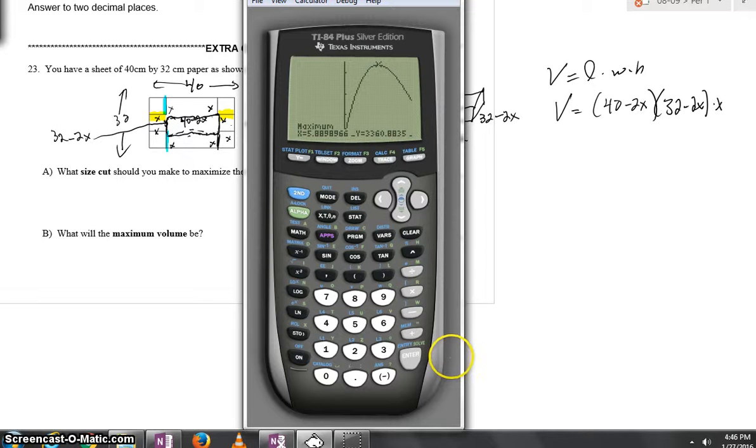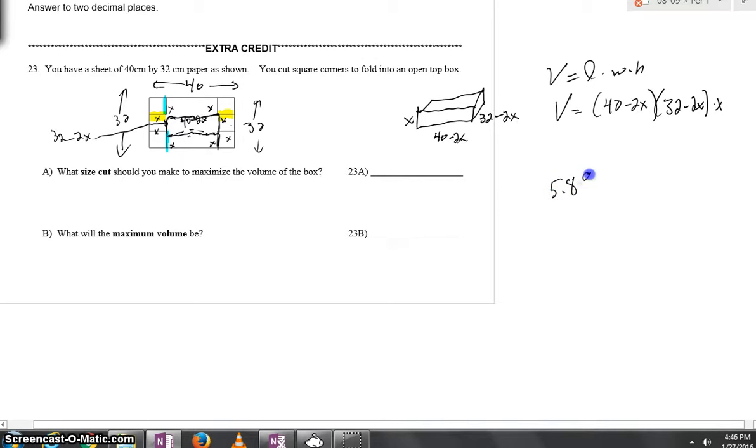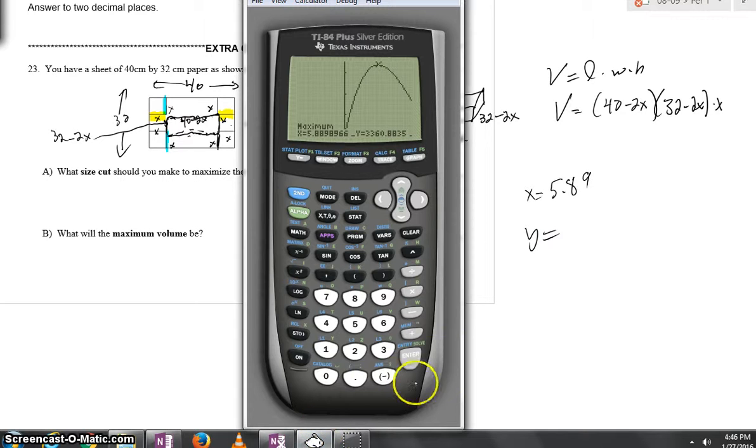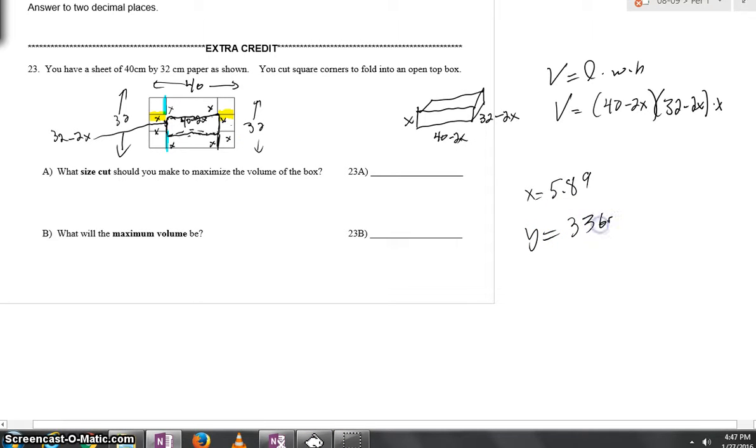So 5.89 roughly, 5.89 for x. And my y value is 3,360.88. So 5.89 for x. The y value, bring that back up, 3,360.88. Well, this right here is the size of the cut. That's what x was. It's 5.89 centimeters.